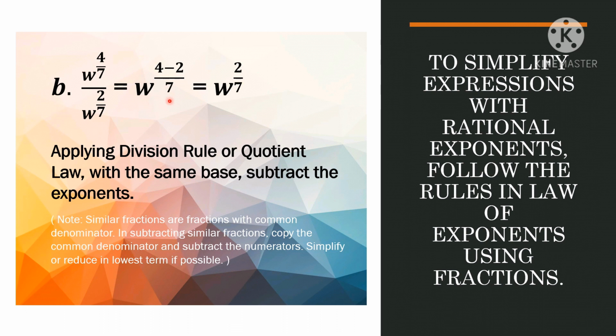And then, since isusubtract natin siya, susubtract po natin yung numerators nila, which is 4 and 2. That's why meron tayong 4 minus 2. 4 minus 2 is equal to 2. And then, yung common denominator natin na 7. So, the quotient or our answer is equal to 2/7.